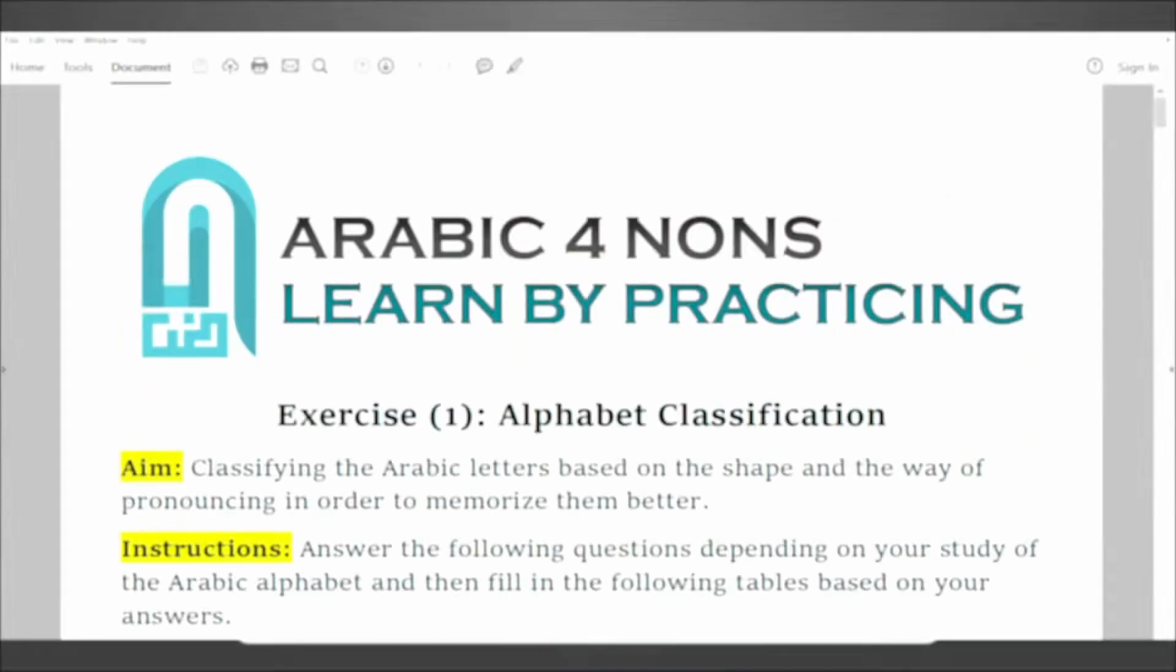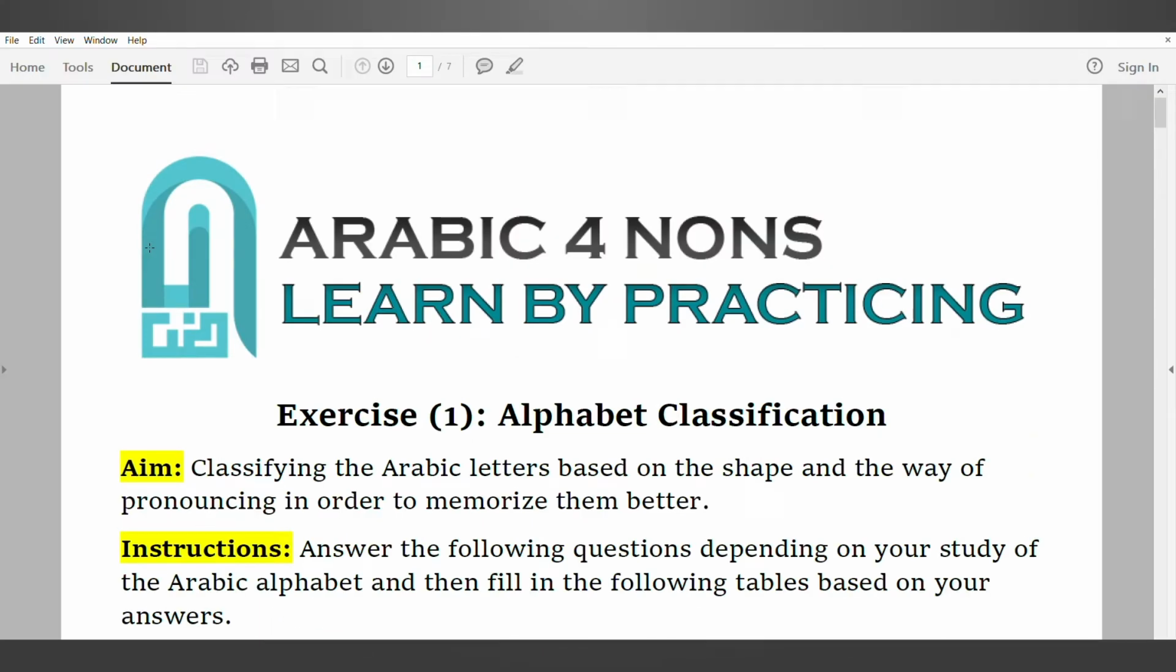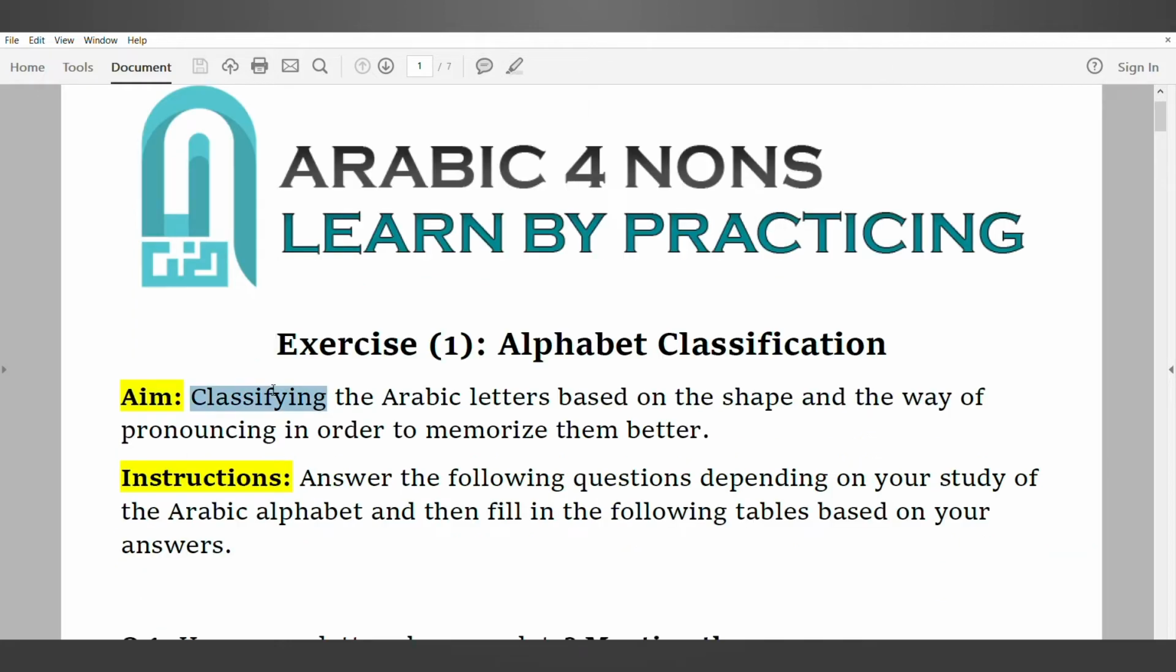Let's go! Hey everyone! This is the PDF for the exercise of the first course, Alphabet Classification. Usually I will make the first page to be for instructions. The aim of the exercise is classifying Arabic letters, and the main objective is to memorize them better. So the instructions are to answer the questions, which are 10 in number, and then you are to fill the tables that come in after the questions.